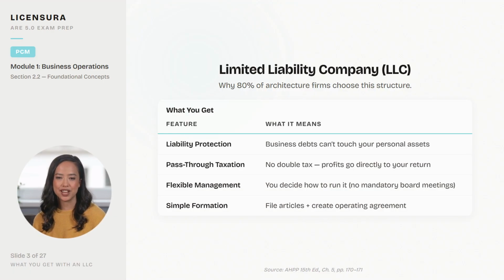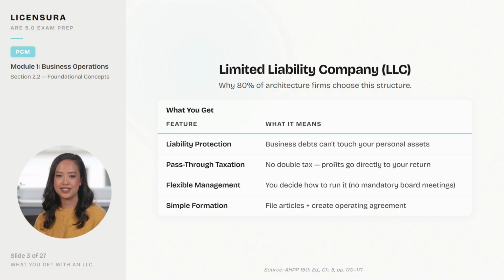So the LLC was created back in the 1970s to combine the best features of corporations and partnerships. And it worked so well that it's now the most common structure for architecture firms by a wide margin. Let's look at why. Here's what an LLC gives you. Liability protection. Business debts can't touch your personal assets. Pass-through taxation. No double tax, profits flow directly to your personal return. Flexible management. You decide how to run things. No mandatory board meetings or corporate formalities. And simple formation. Just file articles of organization and create an operating agreement.